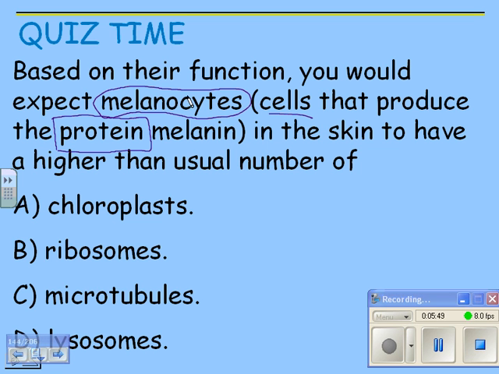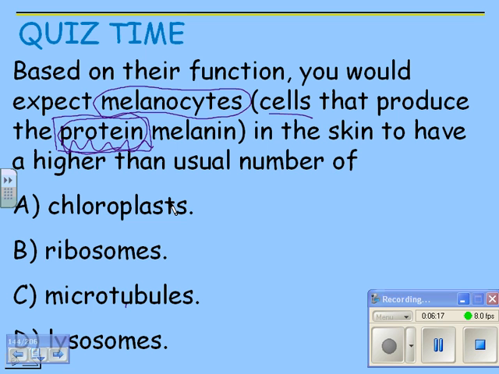So based on their function, you would expect melanocytes, cells that produce a protein melanin, in the skin to have a higher than usual number of. Which of these things do you need for protein synthesis? So that's what this question is asking. The MCAS loves to word it this way, instead of saying what's important for protein synthesis. So what's the function of melanocytes? And you're going to panic and say, I don't know what a melanocyte is. They tell you everything, and protein's the key word here.